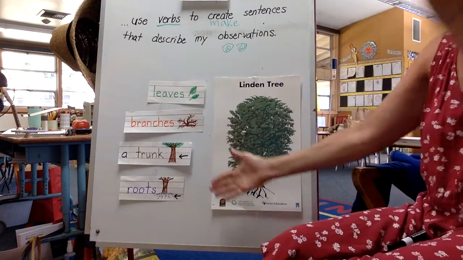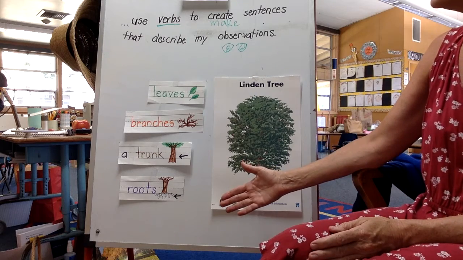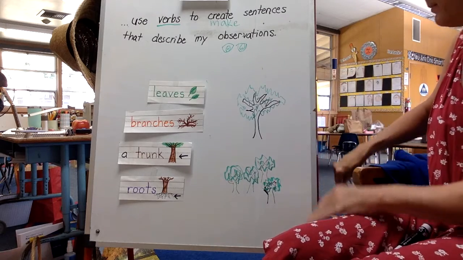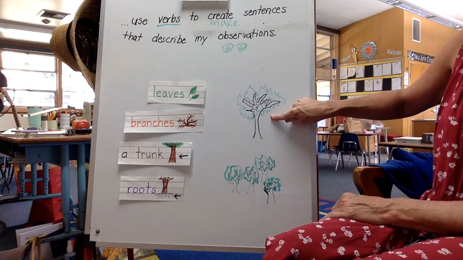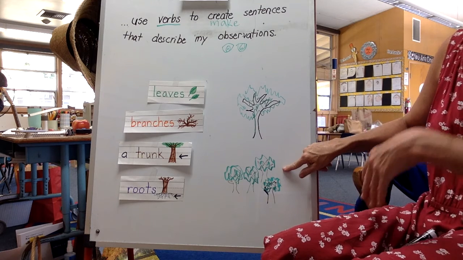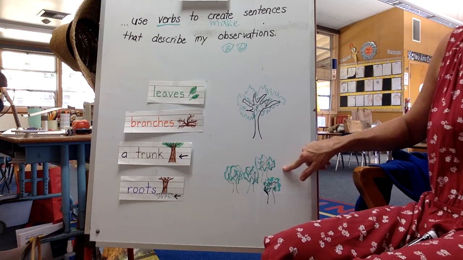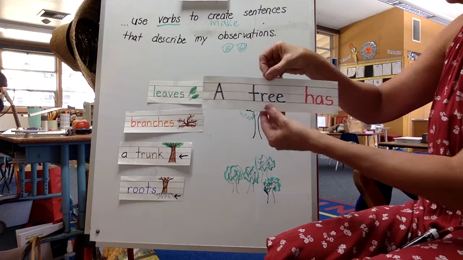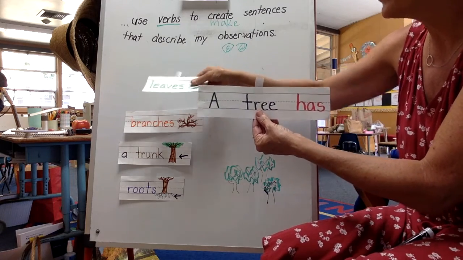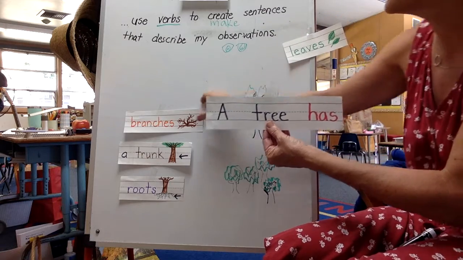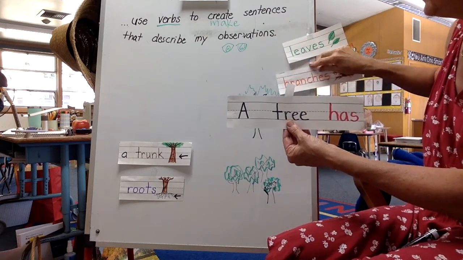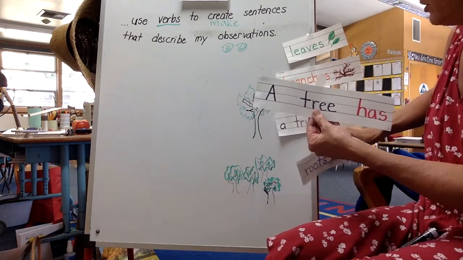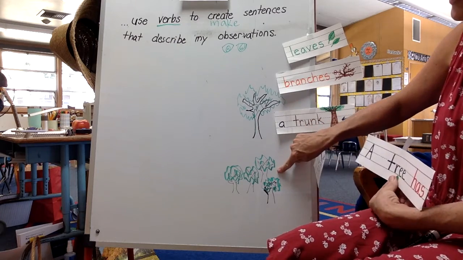So these are the parts of a tree that we're going to look at in our sentence where we use verbs. Alrighty, one thing I want you to see is that sometimes we'll be talking about a tree. Sometimes we'll be talking about trees. Okay? So first, we'll do this sentence right here. A tree has. Can all of you say that? Say, a tree has. I'm going to move our parts over to this side right now.